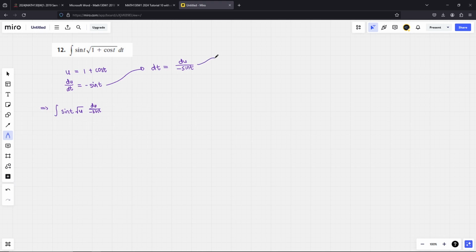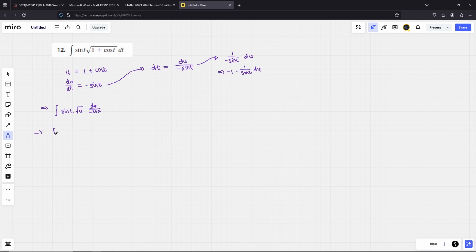Now notice that this is the same thing as 1 over minus sine t multiplied by du, and it's also the same thing as minus 1 multiplied by 1 over sine t multiplied by du. Okay, if I multiply these three things together, I'm going to get back here. Okay, so it's the same thing.